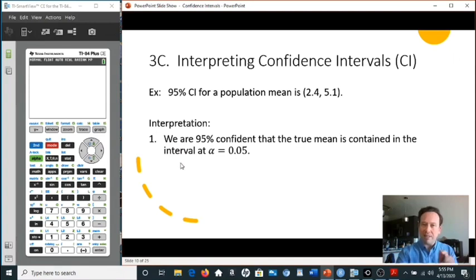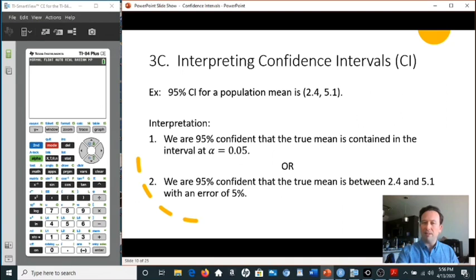Here's another way you can state that, and it will make a little more sense. We can say that we are 95% confident that the true mean is between 2.4 and 5.1, so that's the contained in the interval, with an error of 5%. Remember, alpha was the error, so when you say the error is 0.05, we mean we're allowing 5% error.